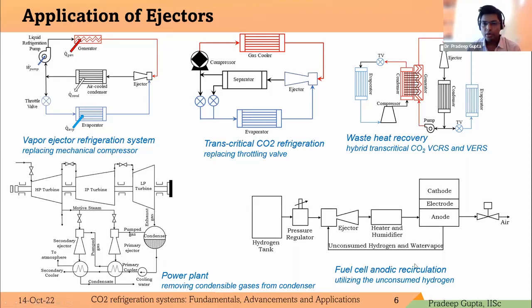In the fuel cell anodic recirculation, the ejector is used to utilize unburned hydrogen from the anode. So normally we provide excess hydrogen in the fuel cell stack for the proper mixing of the air with the hydrogen. So the unburned hydrogen will be purged into the atmosphere if you are not using an ejector. So we are using the ejector to recirculate the unburned hydrogen to improve the efficiency of the fuel cell stack.